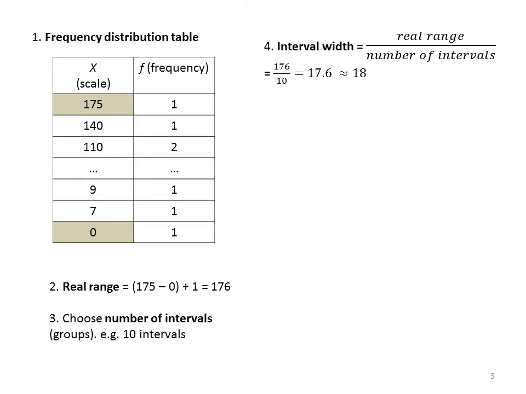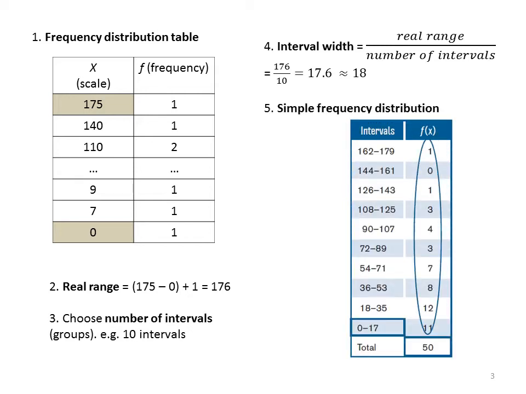The range of each interval is called the interval width. The way to calculate it is to divide 176 by 10, which is 17.6. All the original numbers are whole numbers, so to maintain the same degree of accuracy, we round 17.6 up to 18. Now we grouped the 50 numbers into 10 intervals, and each interval width is 18. We have a simple frequency distribution table.